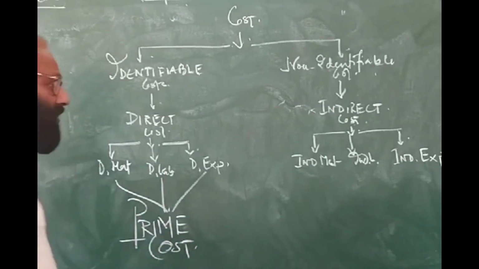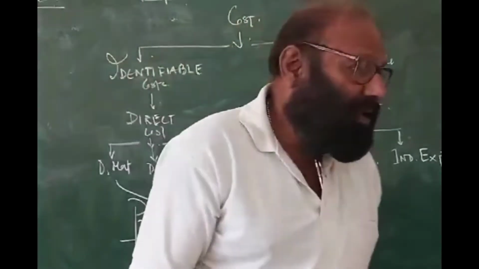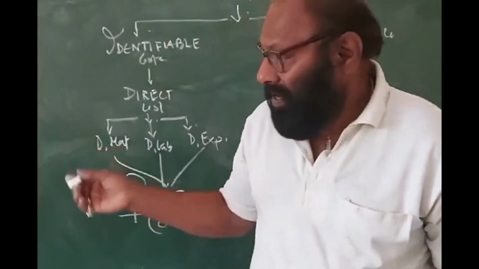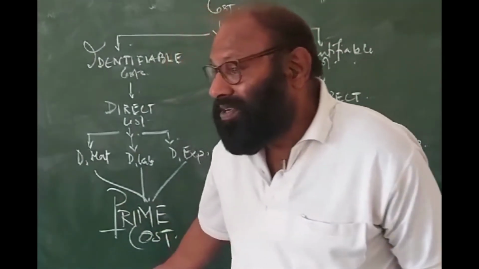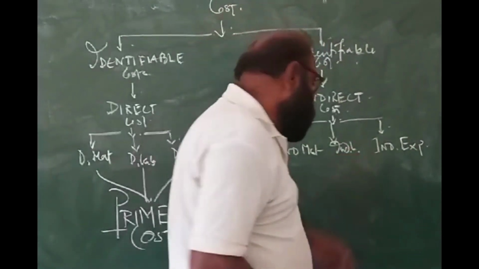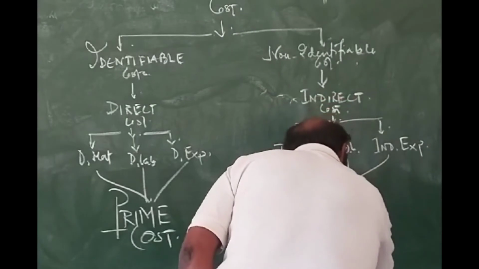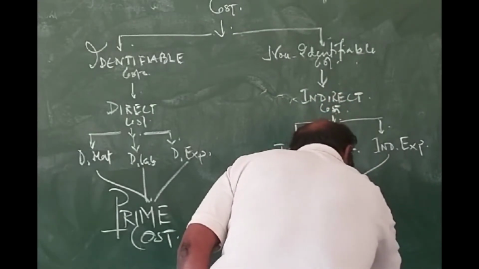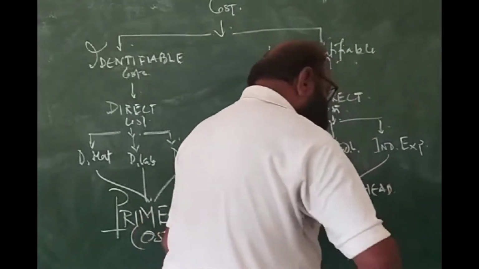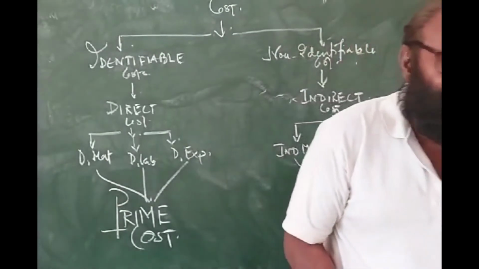Now, direct material, direct labor and direct expenses together are known as prime cost. In Bengali or Hindi, it is mukhya kharach, prime cost. Why is it prime? Because it is the main cost. It is the most important cost. Had there been no prime cost, there would be no need for indirect costs. And these indirect costs are known as overhead. Overhead means secondary costs.